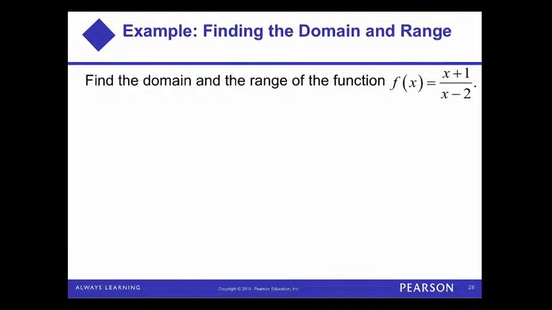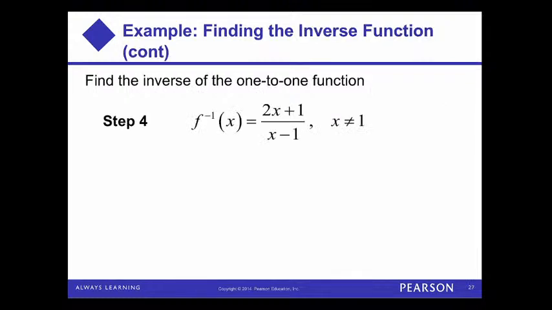So now in this one, we're asked to find the domain and range of this function. Off the rip, you can see that x cannot be 2, right? Because we can't divide by 0. Let's go ahead and find the inverse function. Didn't we just do that one? Isn't it the one we just did? Okay, so if that's the one we just did, right?